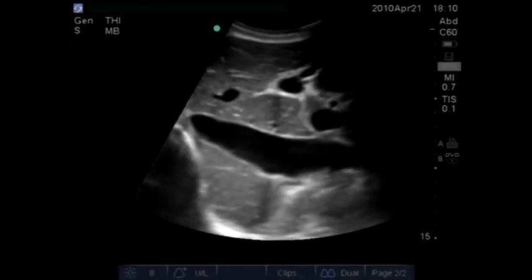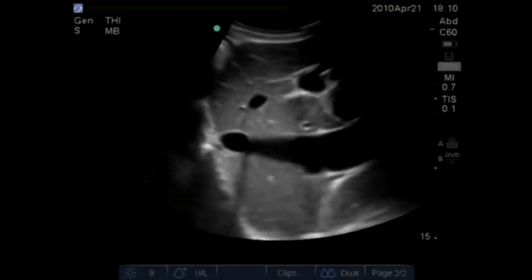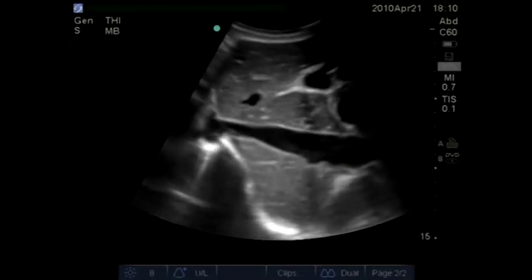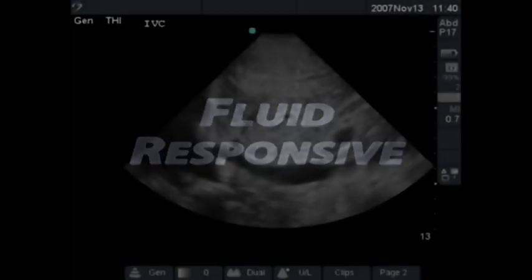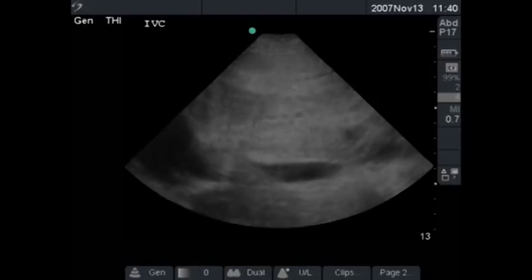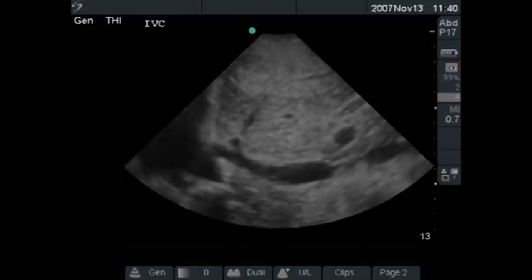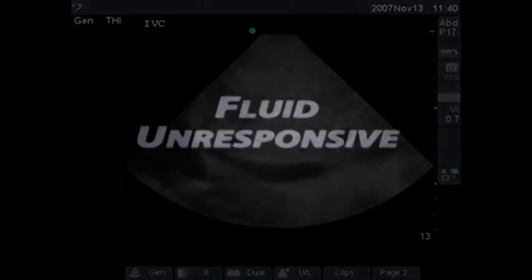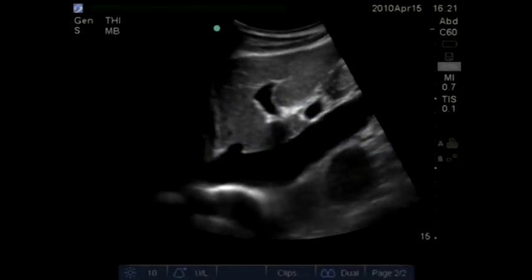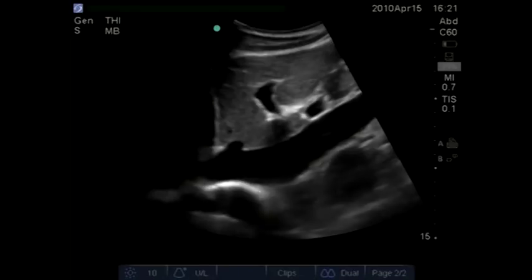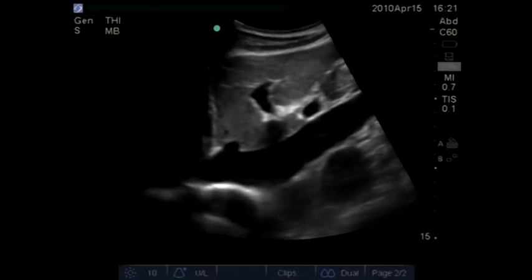All right, we gave that patient 2 liters. We take a look at the IVC again. It's bigger, but it's still collapsing greater than 50%. More fluid needed. Here's another patient that needs fluid. IVC collapsing just past that hepatic vein with respiration. All right, we gave that patient 6 liters of fluid. Look at the IVC now. No respiratory collapse, staying just about the same size.